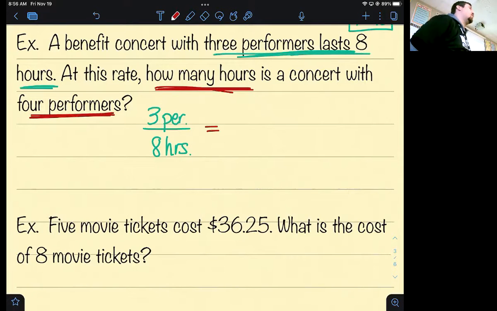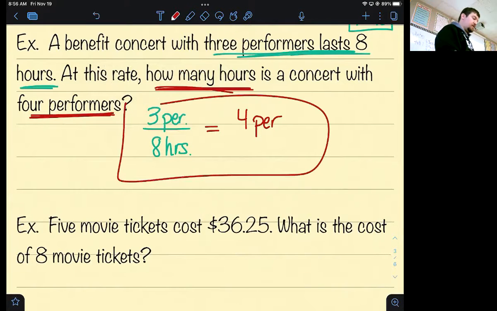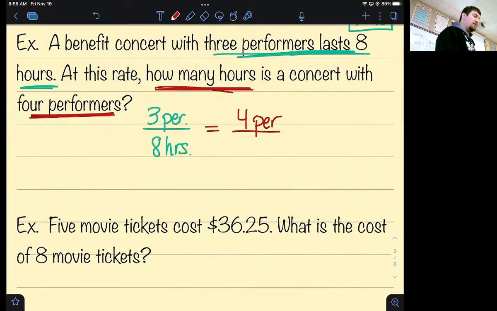Where should I put 4 performers on this ratio? Top or bottom? Adian says the top. This is why I label my ratios, my rates. This whole thing, by the way, is called a proportion. So the reason I label my proportions is because I want to make sure I'm putting the numbers in the right spots. Do you think I'll get the same answer if I put the 4 on bottom? No, I will get something completely different. So make sure if you're doing performers on top again, and we're going to put our X hours on bottom here, or H hours, whatever you want to call it.